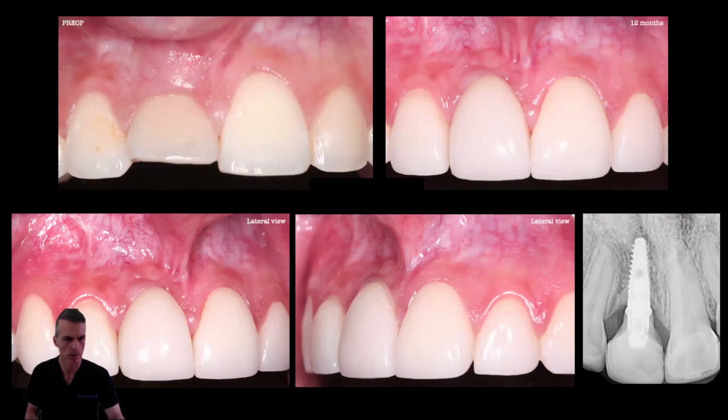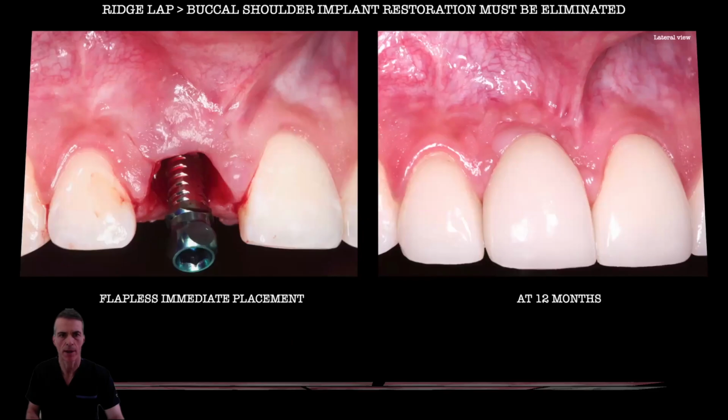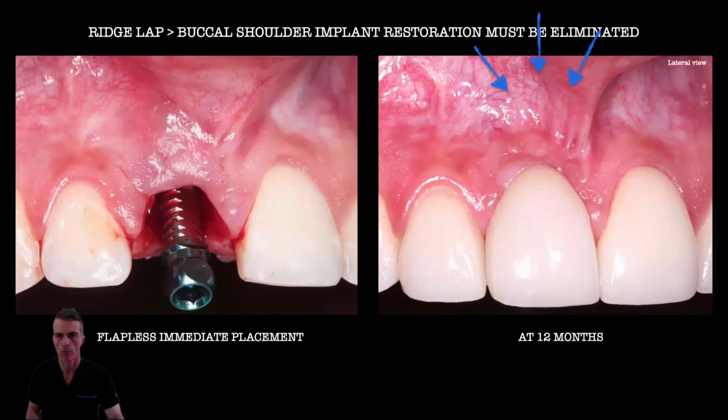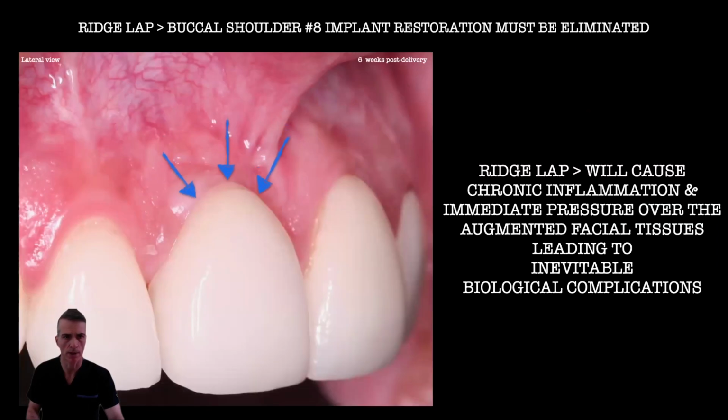This is a huge ridge lap that is causing a tremendous pressure over the augmented tissue, and is basically hiding and sitting over the keratinized mucosa. So that restoration must be removed. My advice was, I communicated with the restorative dentist to remove that huge ridge lap as soon as possible and replace it with a smooth convex profile restoration.